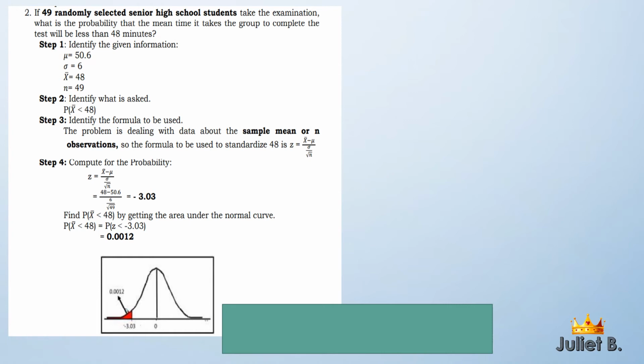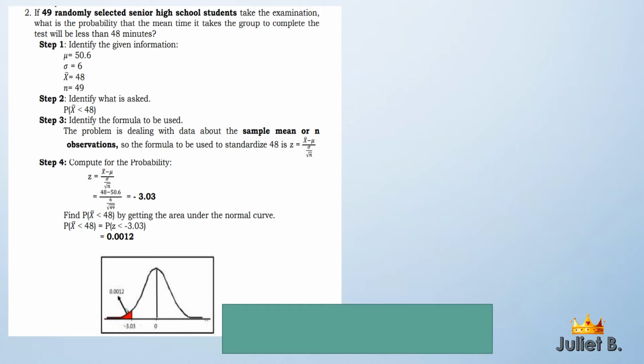Number 2 question. Galing pa rin dun sa probable time, yung data. If 49 randomly selected senior high school students take the examination, what is the probability that the mean time it takes the group to complete the test will be less than 48 minutes? Step 1. Identify the given information.